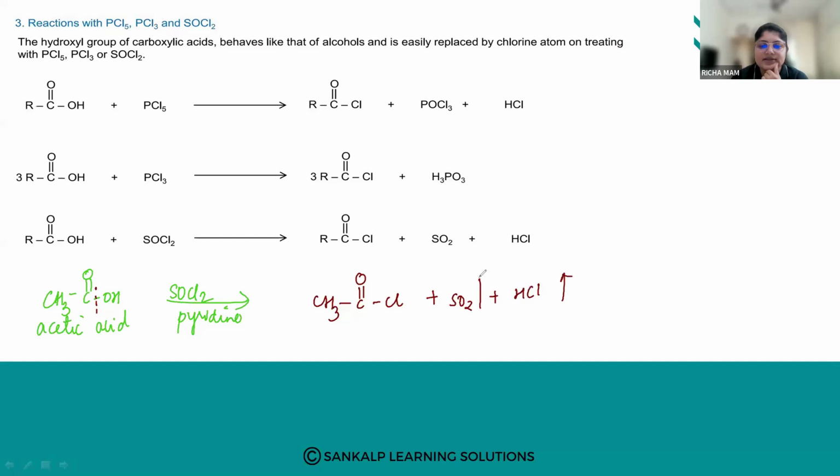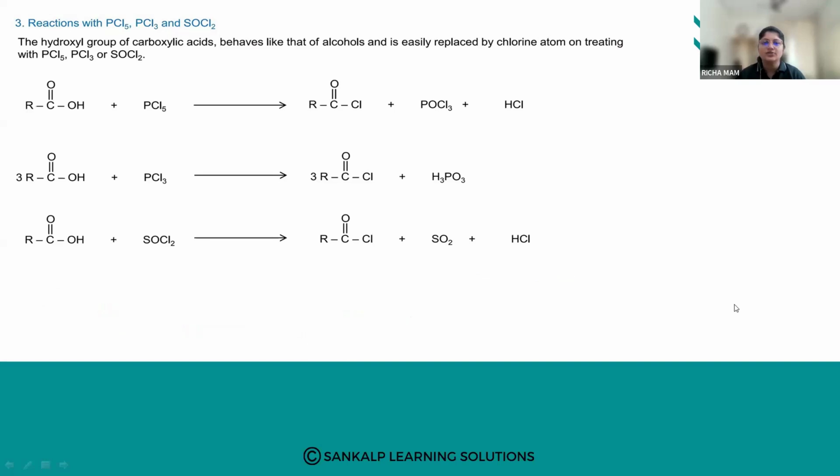So these are the gases, they will escape out. So you will get an acyl chloride. Sorry, acetyl chloride. Okay, acetyl chloride. So like this, these are the reactions with phosphorus pentachloride, phosphorus trichloride, and thionyl chloride.